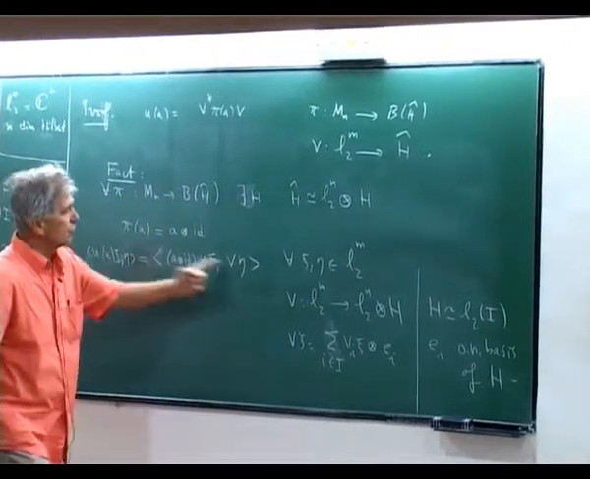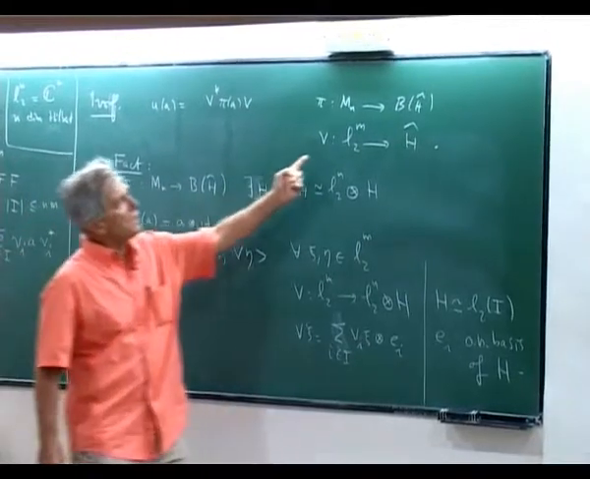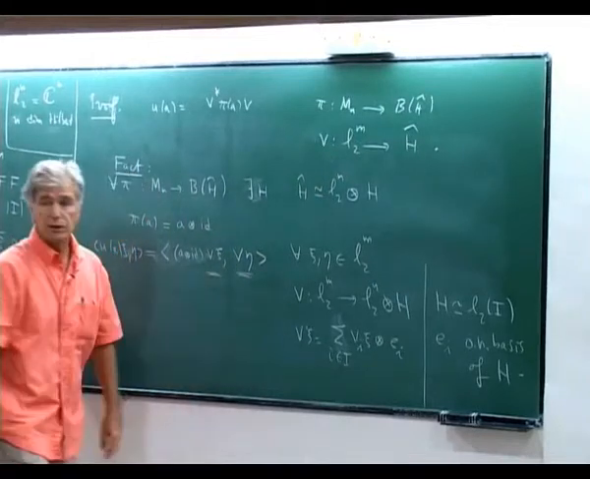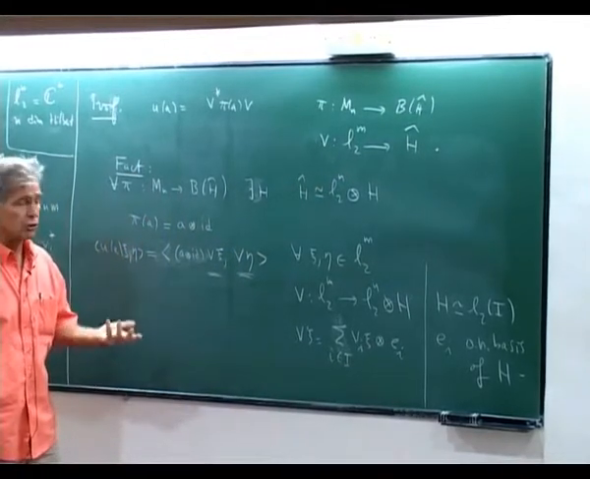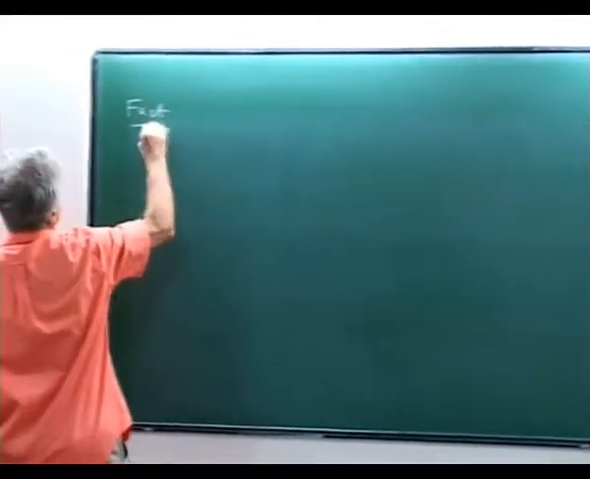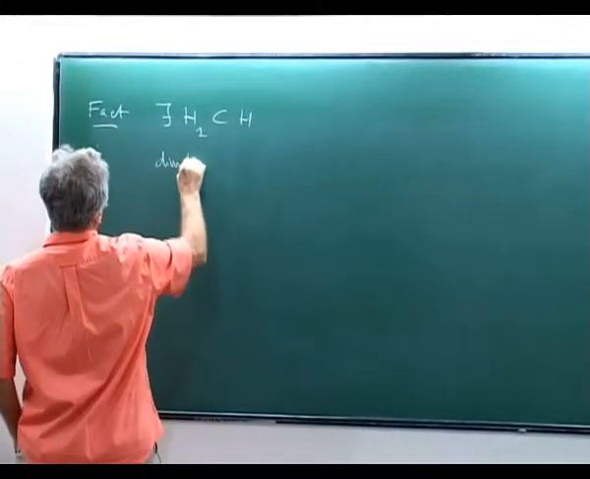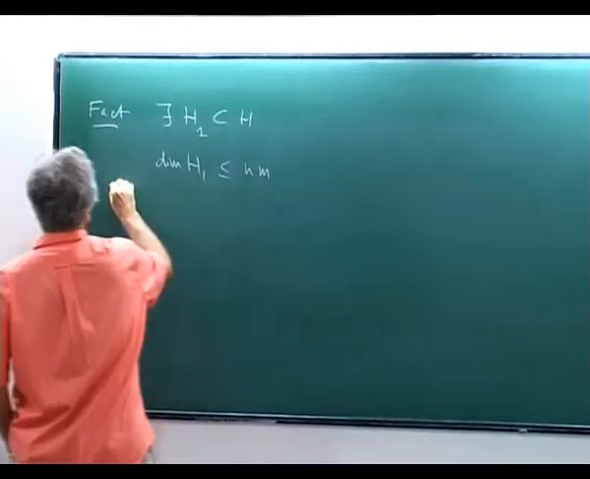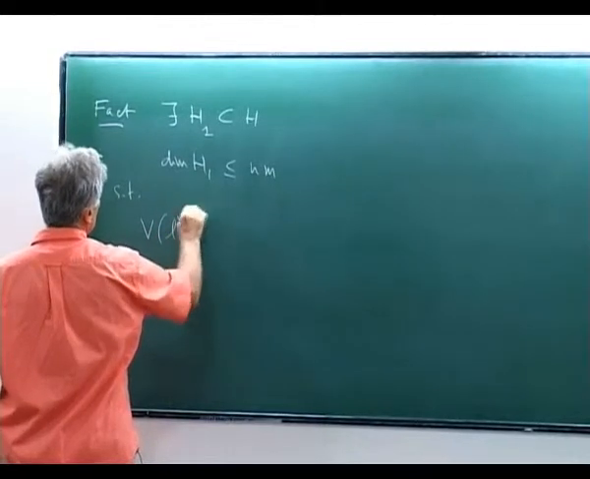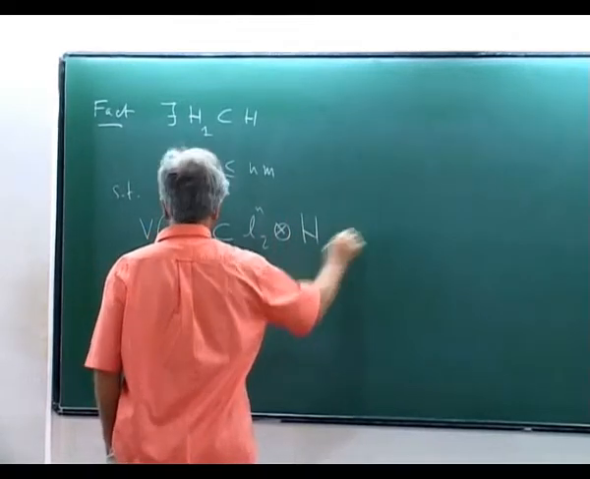And all we care about, of course, is these images. Note that our operator V is defined on a space of dimension M, and all we care about is these images. The fact from linear algebra is that there exists an H1 inside H with dimension of H1 less than nm, such that the range of V, so V of L2M, is included in L2N tensor H1.